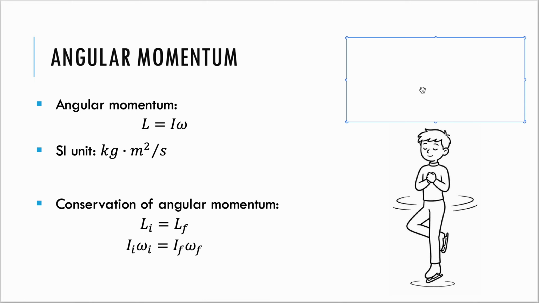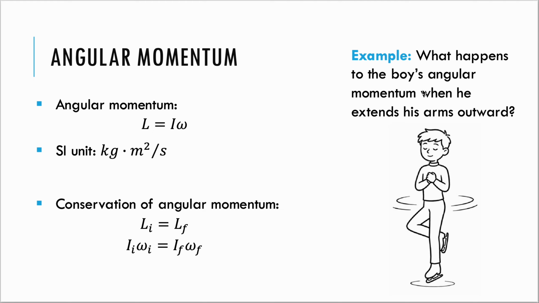Let's take a look at this example. What happens to the boy's angular momentum when he extends his arms outward? This would be a perfect case of conservation of angular momentum because there's no net external torque causing this distribution of mass. So that means the angular momentum is not changing. It's going to stay the same. However, if the question had asked about what happens to the angular speed, in that case, because we are increasing the moment of inertia when we are extending the arms out, that means the angular speed would become less.